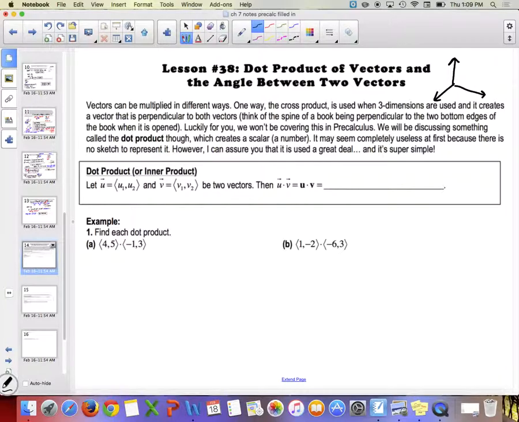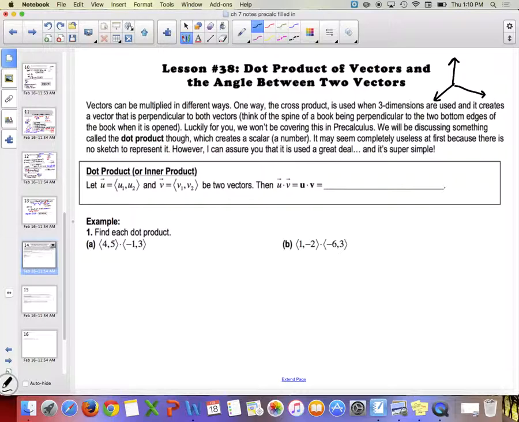But the thing we're going to talk about today is something called the dot product, which creates just a number. It's not going to create another vector like the cross product does. So it seems really useless when you first learn it. You're like, what am I finding? What geometrically am I finding? But it's used in several of these formulas that you're going to learn about. Okay, so it's very simple. You guys will like this.